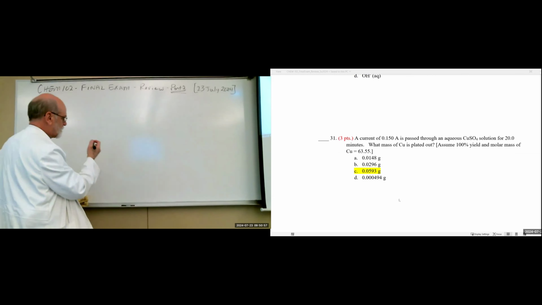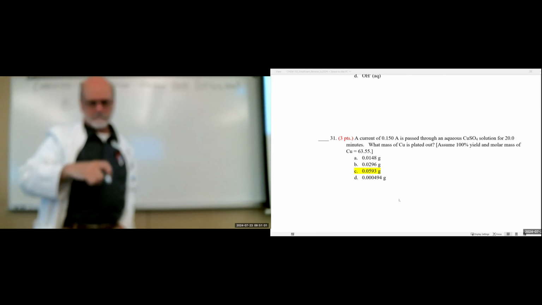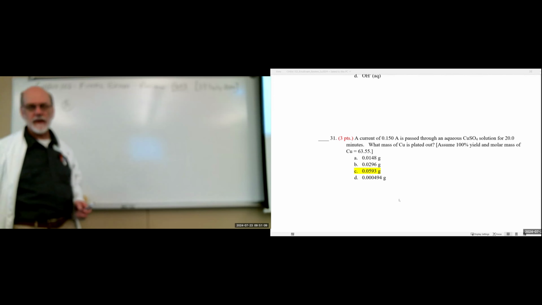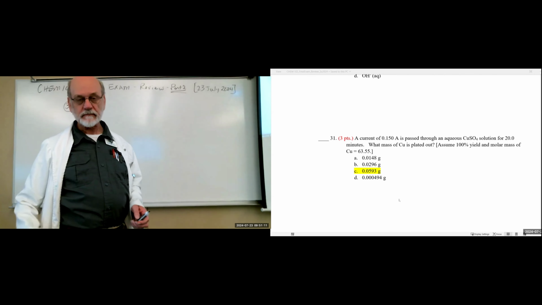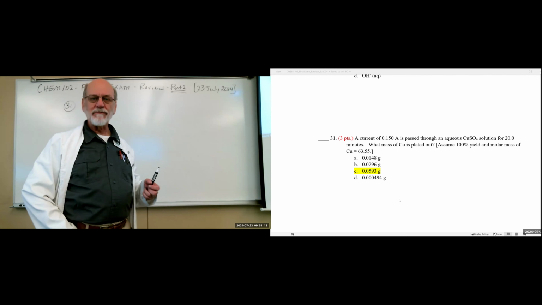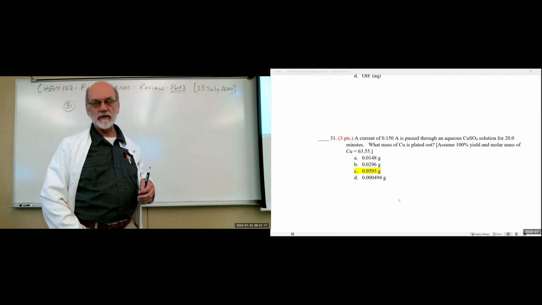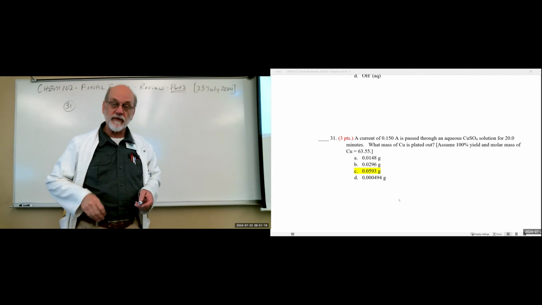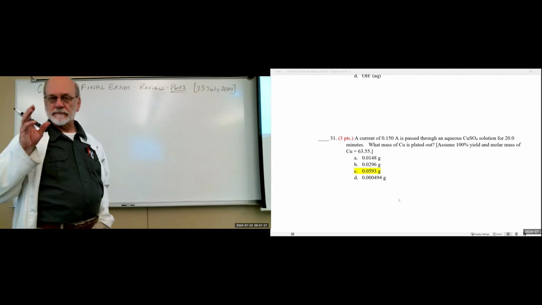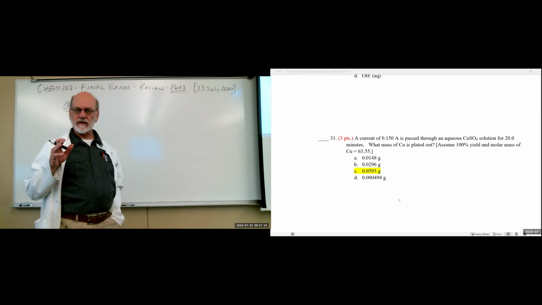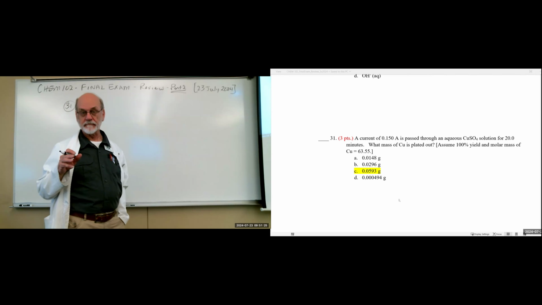31. A current of 0.15 amps is passed through an aqueous solution of copper sulfate for 20 minutes. What mass of copper is plated out? Assume 100% yield and molar mass of copper is 63.55. Okay. So what reaction is going on here?